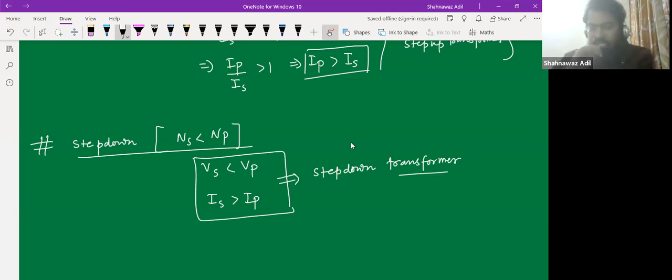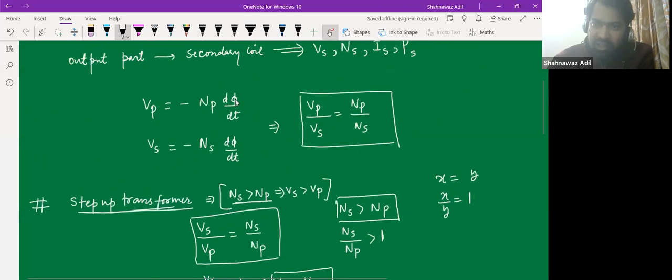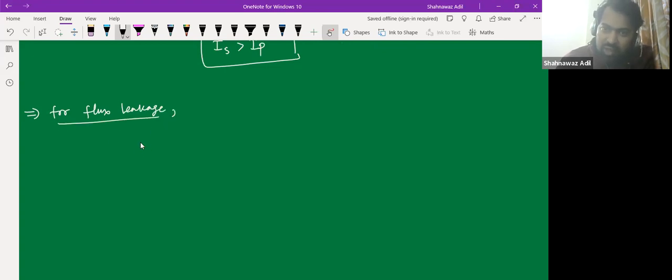But these are ideal cases, right? It may happen that you can have some flux leakage, and these two things may be different, and then you will get another thing. That is called the efficiency. It is the efficiency of the transformer.